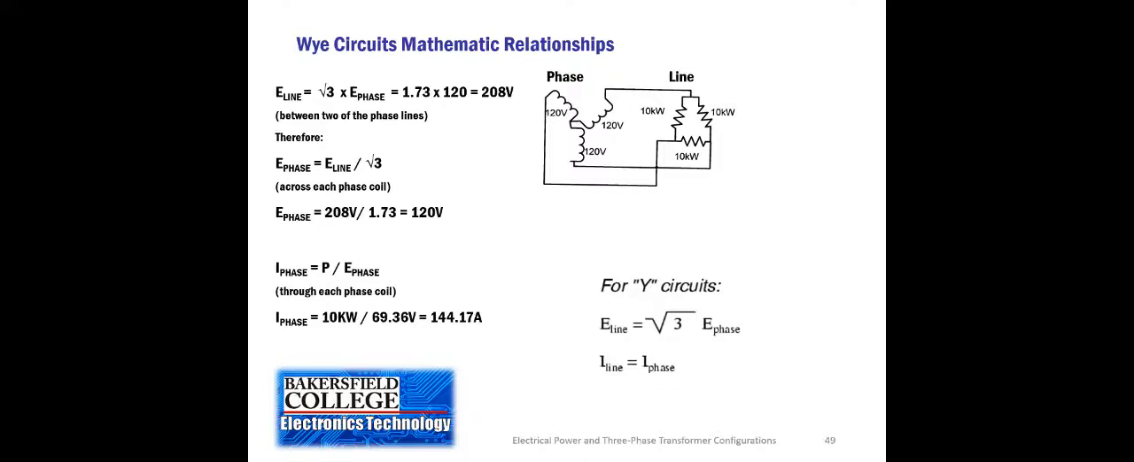So for the upcoming exam, you've got to make sure that you remember what those are, because those formulas will not be given to you. You'll have to have them in your brain. Remember the square root of 3. There are 3 phases. Your calculator hopefully has a square root button, and either you multiply them or divide them depending upon if you're finding line or phase. Okay.